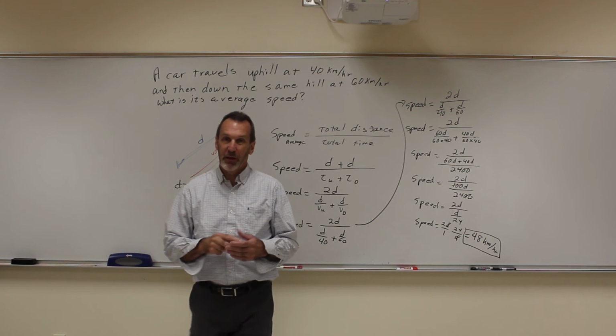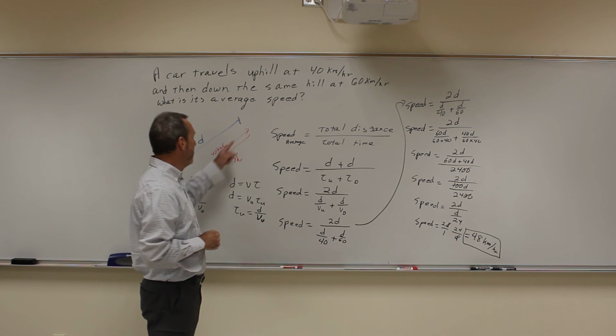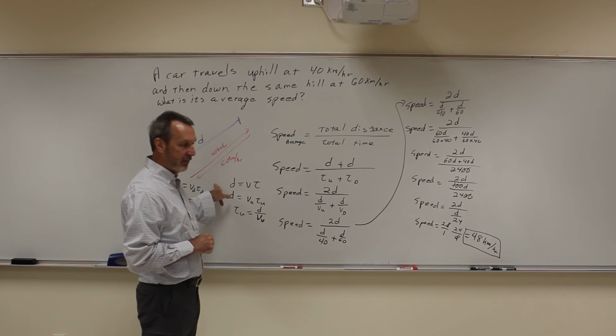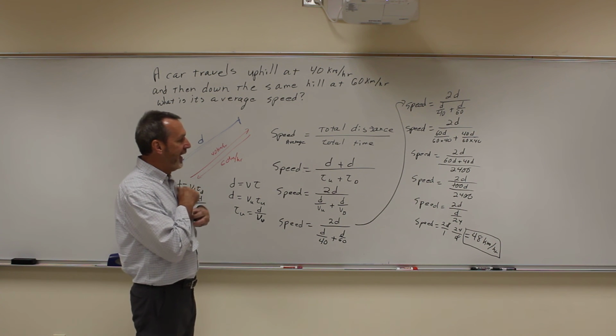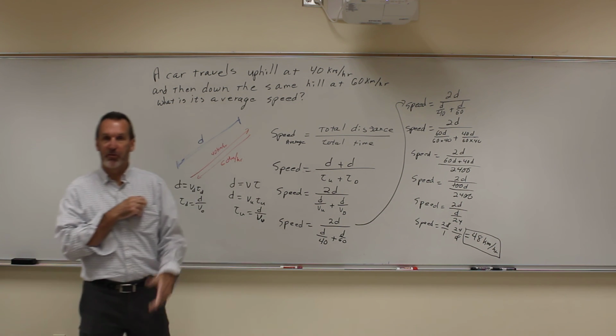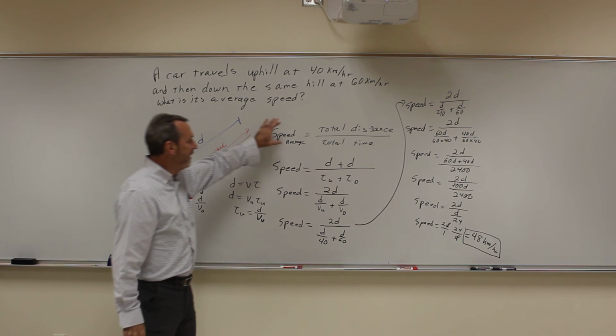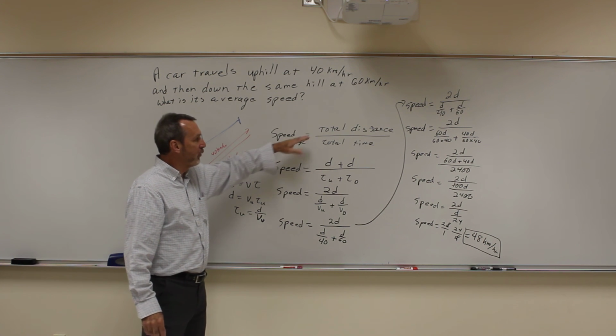And our average speed is 48 because it takes longer on the uphill than it does on the downhill side. That is how you do an average speed. Start with the original equation and then work out all the parts.